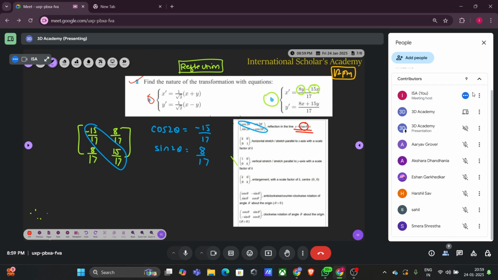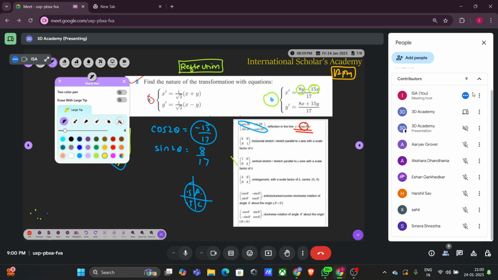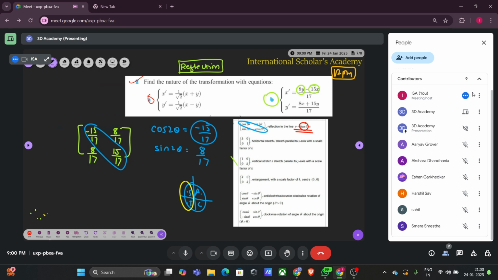Guys, whenever you get these two values, quickly draw a unit circle. Cos is negative in these two quadrants, right? Cos is negative in these two quadrants and sin is positive in the second quadrant only. So it means this will go in the second quadrant. Which one? It will go in the second quadrant.